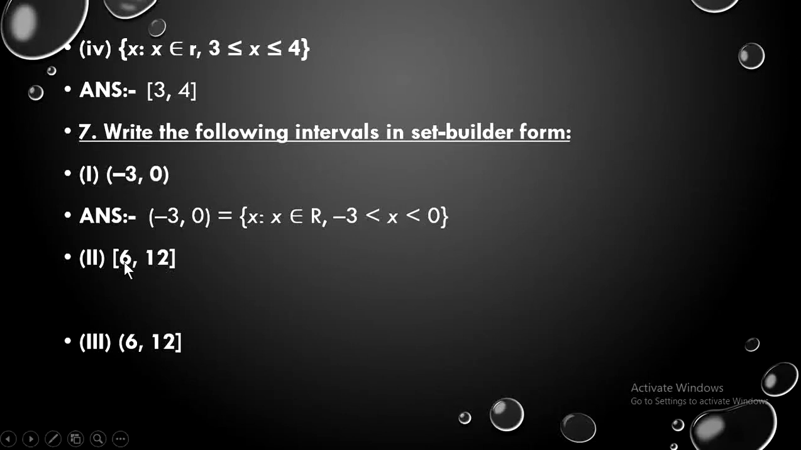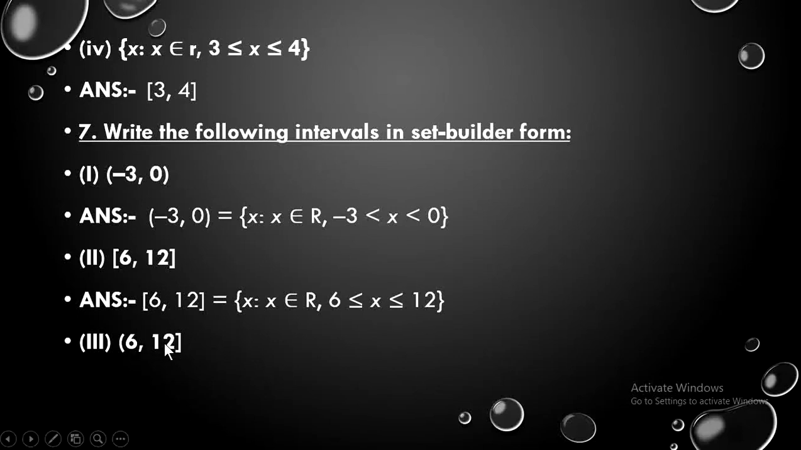Next one, you can see 6 and 12 are given and there are closed brackets. So it should have those equal to symbols. We will write x is such that x belongs to rational numbers and x will be greater than, one way you write greater than, one way you write less than. So x will be greater than and equal to 6 because there's a closed square bracket over here. Then x will be less than and equal to 12 because here is a closed bracket again, so there will be this equal to symbol.